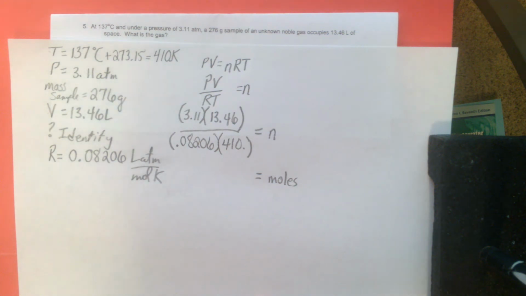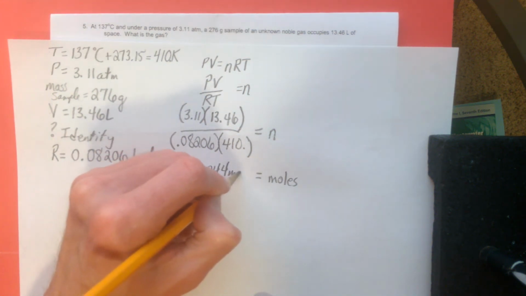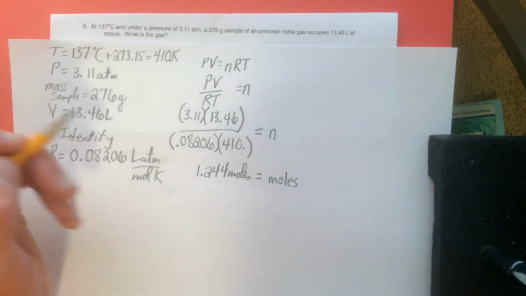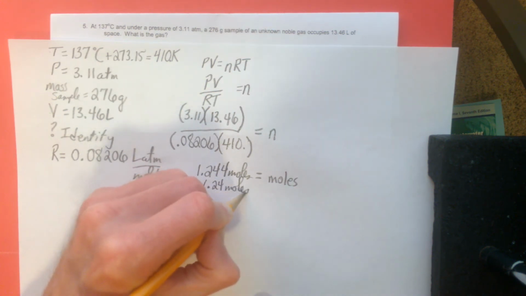So let's solve this and see what we come up with. Let's go 3.11 times 13.46, divided by these two numbers, R and T, multiplied together, and we get a total of 1.244 moles. Now with our significant figures, we should round this to 3, so we'll say 1.24 moles.